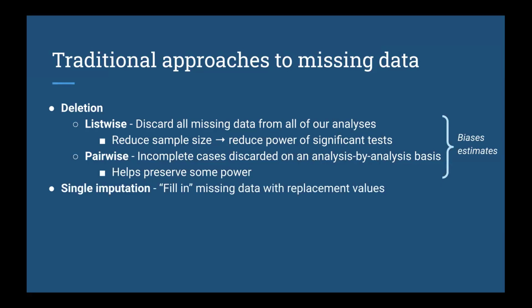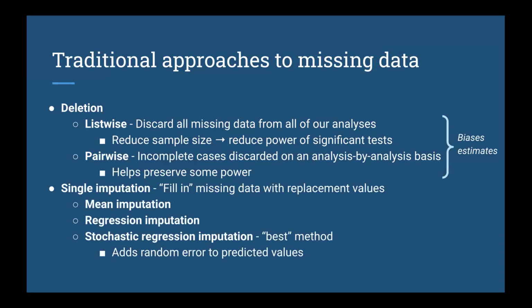Then there's single imputation, where we fill in missing data with replacement values. We try to infer what the missing data would be, and there are several ways to do that. One is to replace the missing data with the mean of that incomplete variable. The other is regression imputation, where you try to predict the missing values; the complete values serve as the predictors and the missing values serve as the predicted values. We can think of regression imputation as essentially borrowing information for the missing values from the complete values.